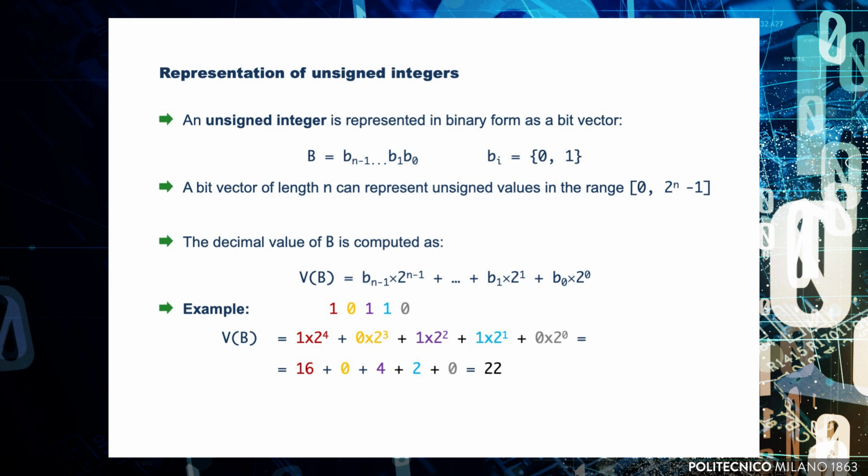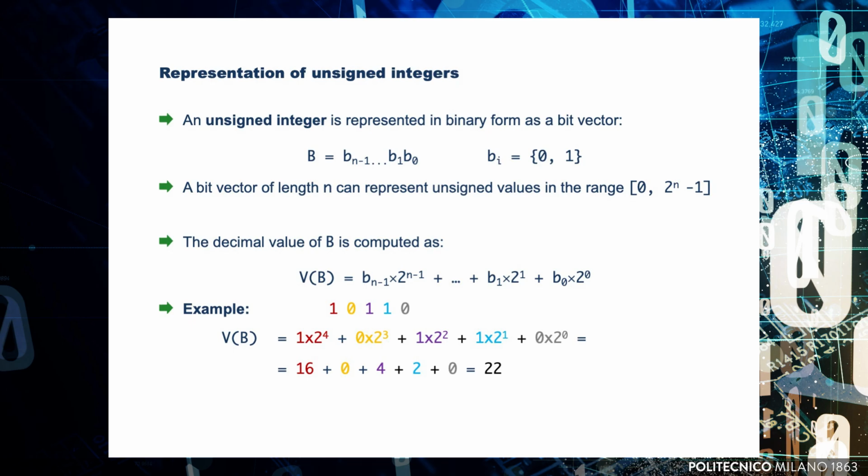As we already know from previous courses, an unsigned integer value is represented by a vector of n bits. The value of n determines the numerical range of representation, which spans from 0 to 2 to the power of n minus 1. Binary encoding is a positional code, where each bit contributes a value that depends on its position. Specifically, it corresponds to increasing powers of 2, from 2 to the power of 0 up to 2 to the power of n minus 1.